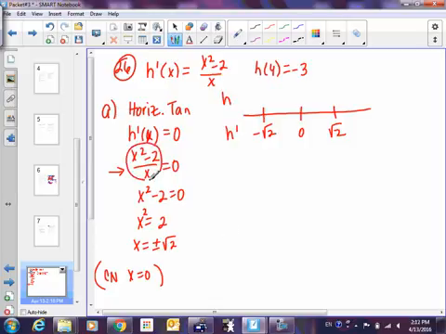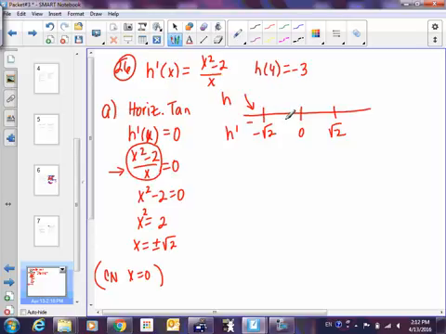And remember what you're testing into. We're testing into h prime. So what happens when you take a number less than negative root 2? So I'm just going to go big. Negative 10. Is the result positive or negative into h prime? Negative. So that tells me that h is decreasing from negative infinity to negative root 2.